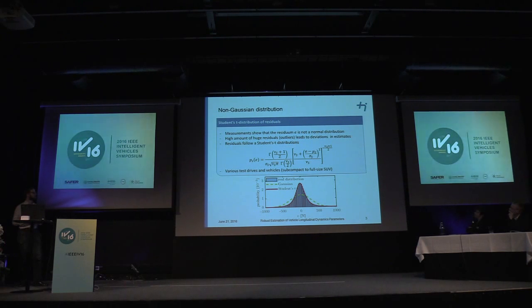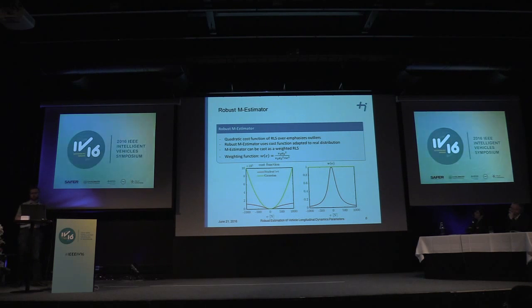We have done a lot of measurements with different vehicles, from subcompact class to full-size SUVs, and the residual or the measurement error, shown here in blue, is not Gaussian distributed. We tried to fit a Gaussian or normal distribution, but it was not really sufficient, and we looked for other distribution functions, and we found that the Student's t distribution function fits this real data distribution better. The problem with assuming a Gaussian or normal distribution is that huge measurement errors are totally overrated due to the quadratic cost function of the normal recursive least squares algorithm.